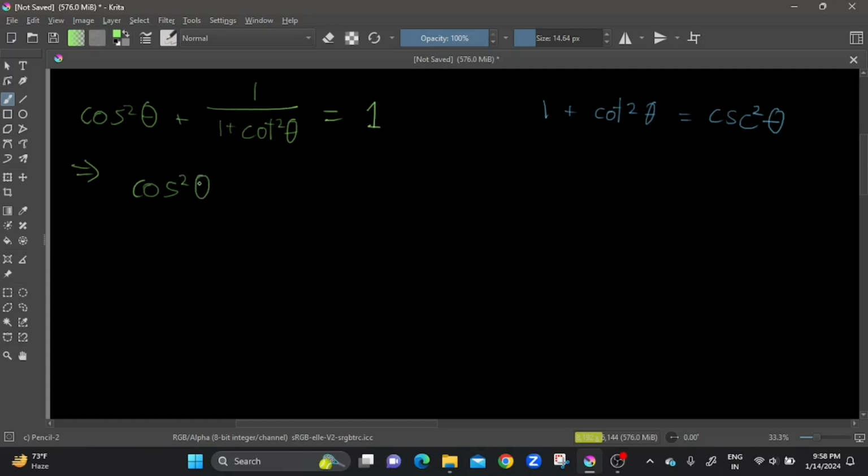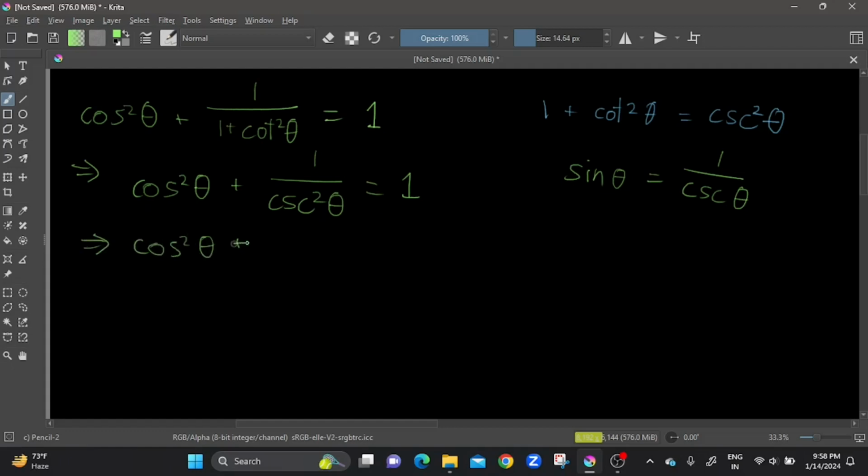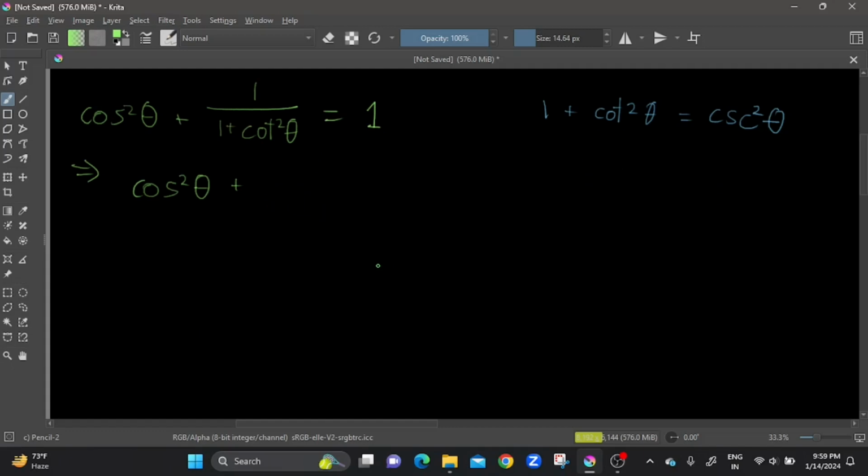So you're going to get cos square theta plus 1 by cosec square theta, which is equal to 1. And we know that sine theta is technically speaking 1 by cosec theta. We can just derive that from what we know previously. So what we're going to get is cos square theta plus sine square theta is equal to 1. And from the previous identities, this entire thing is equal to 1, right? So we just get 1 is equal to 1. Again, we've proven that LHS is equal to RHS in this problem, and thus the problem has been solved.